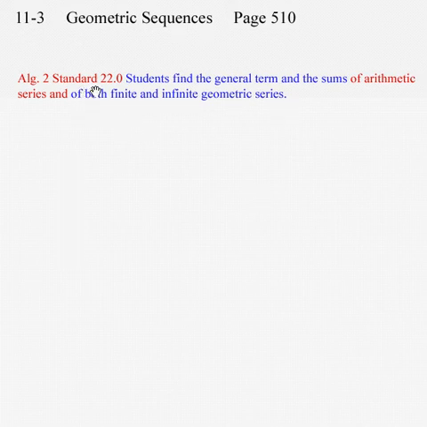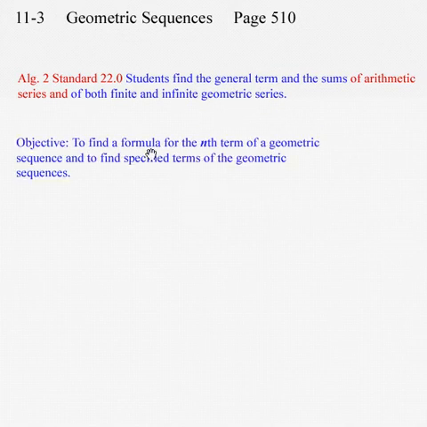In this section, we want to finish off California State Standard 22. We've already found the general nth term and the sums of arithmetic series, but now we want to look at the infinite and finite geometric series. So we're looking at the blue portion of it today.